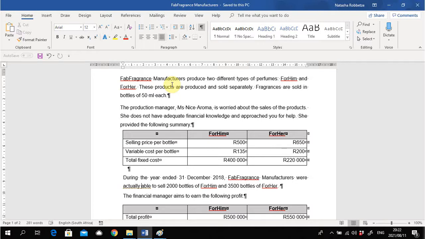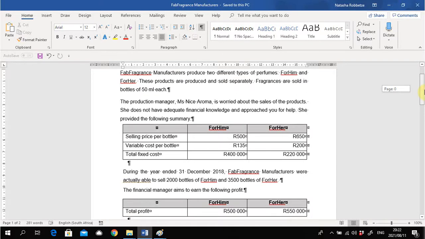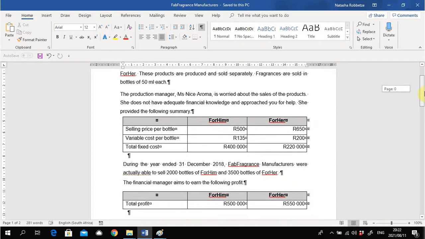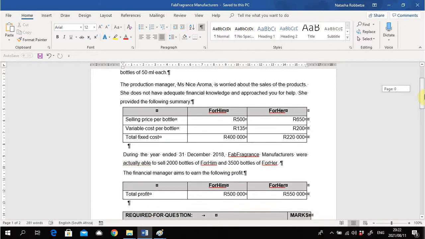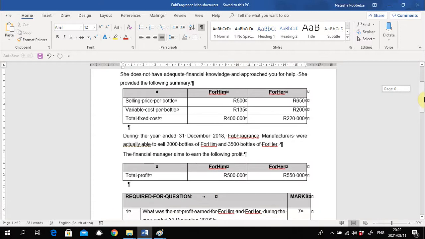The production manager, Mrs. Nice Aroma, is worried about the sales of the products. She does not have adequate financial knowledge and approached you for help. She provided the following summary. So there they've given you for him and for her. For him, they've given you a selling price, a variable cost, as well as a total fixed cost. For her, there's a selling price, a variable cost, and also a total fixed cost.